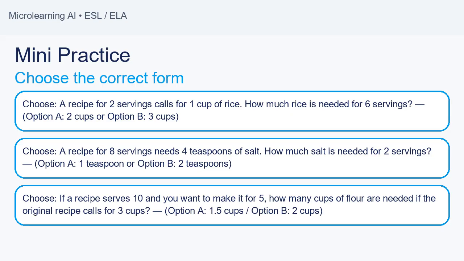3. If a recipe serves 10 and you want to make it for 5, how many cups of flour are needed if the original recipe calls for 3 cups? Option A, 1.5 cups, or Option B, 2 cups? Answer: Option A.